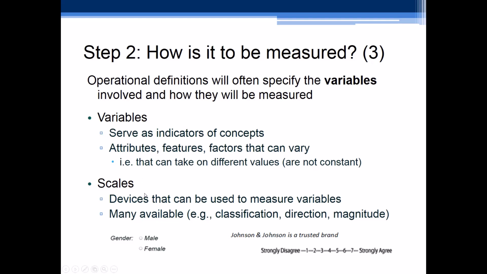Scales then are those devices, those ways in which we place value onto the variables. So for example, here you've got a dichotomous scale where people indicate whether they're male or female to place value on the variable of gender as an indicator of the construct of gender. Here you've got what we term a Likert scale, where someone is provided with a statement and indicates the extent to which they disagree or agree with that statement, which gives an indication of that variable of interest.